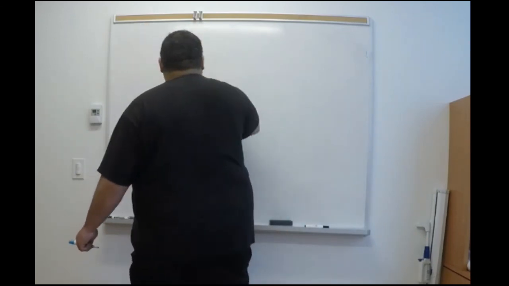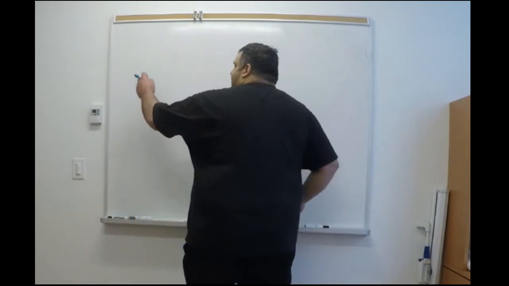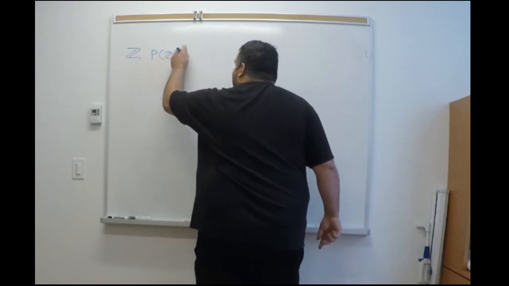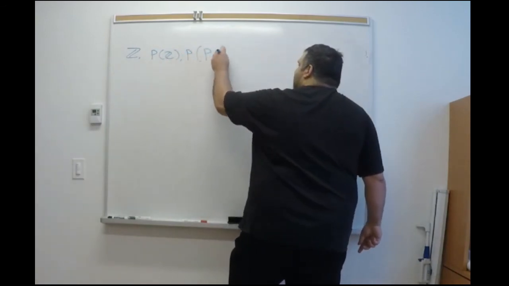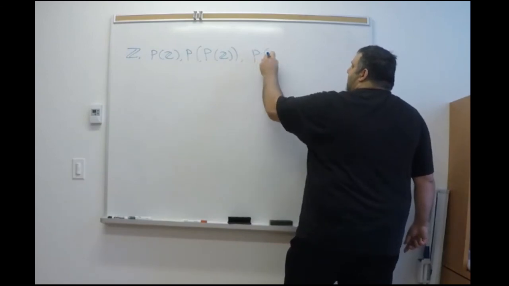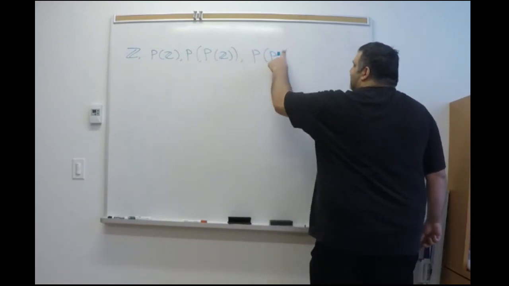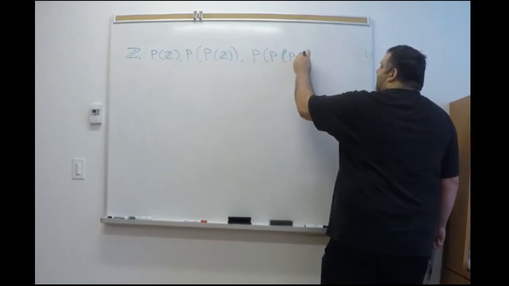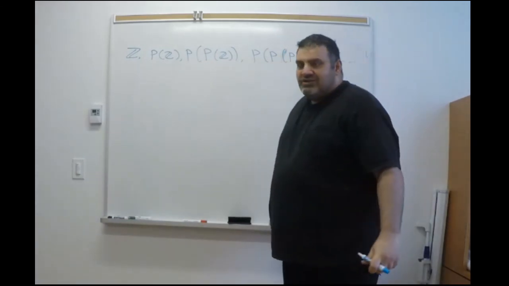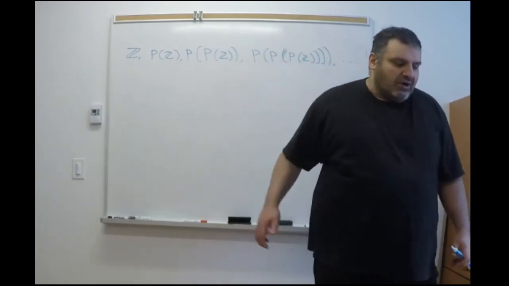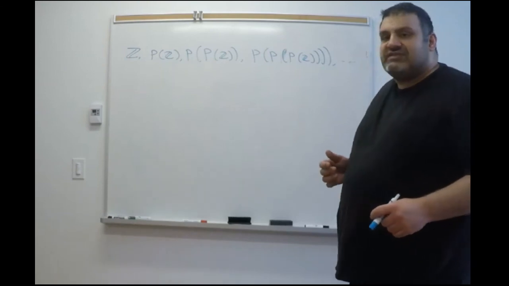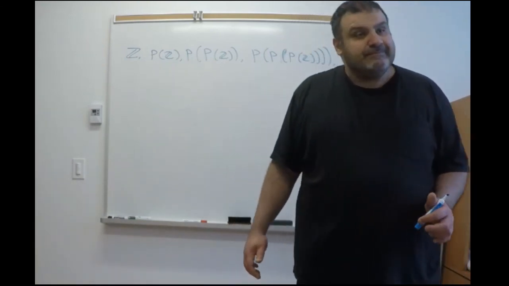In other words, consider Z. So this says Z, the power set of Z, the power set of the power set of Z, the power set of the power set of the power set of Z, and so on. These all have, so no two sets here have the same cardinality. Okay.